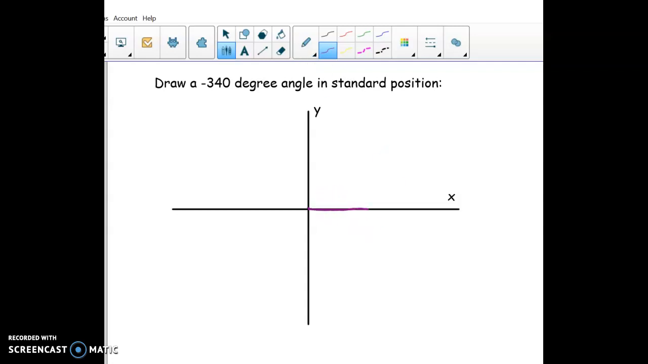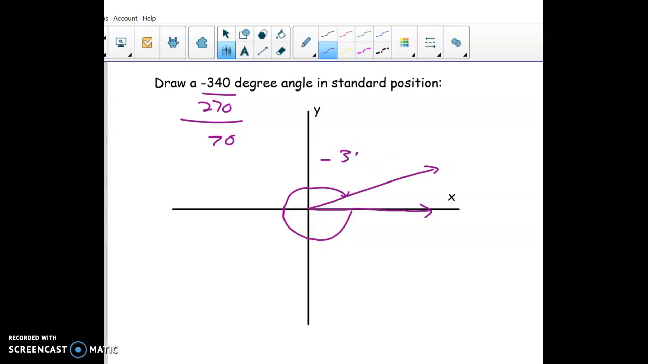So in standard position, we always have the positive x, and then if it's a negative angle, we go down, and we have to go 340 degrees. So this is 90, 180, 270, and then from 270, if we do the difference here, I think we have to go 70 more. So I'm going to go 70 more here approximately, and then draw that in.